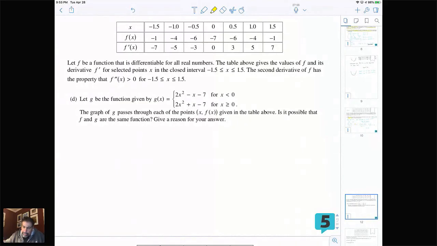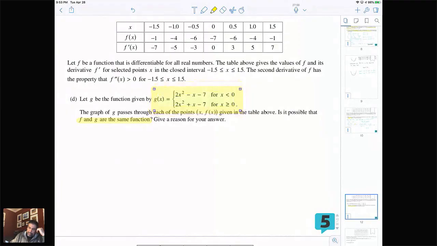So on this one, this is a piecewise function, and they're telling us now that g is given by this piecewise function, and it contains all the points that we see up above in f of x. So every point that f of x goes through, this g of x function is going through. So the question is, is it possible that these are the same function? Okay, so here is where experience kicks in, all right? You've got a piecewise function here.